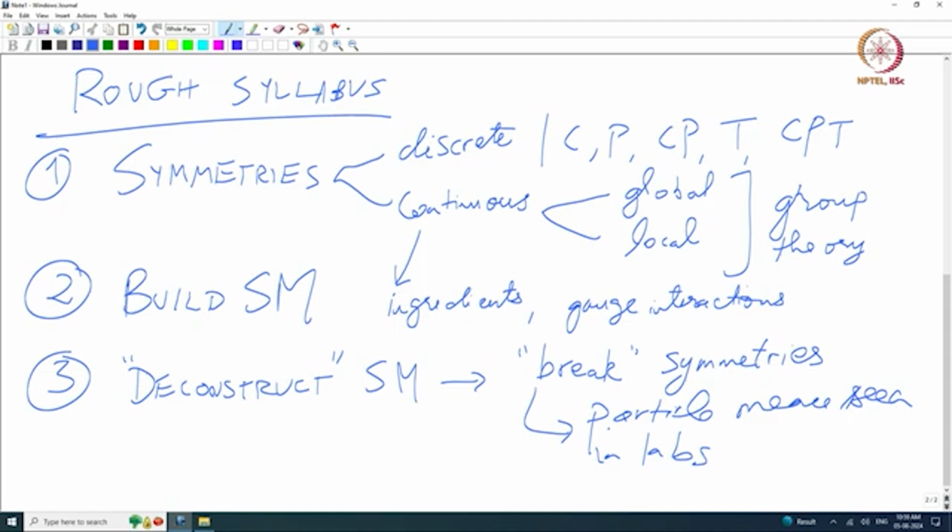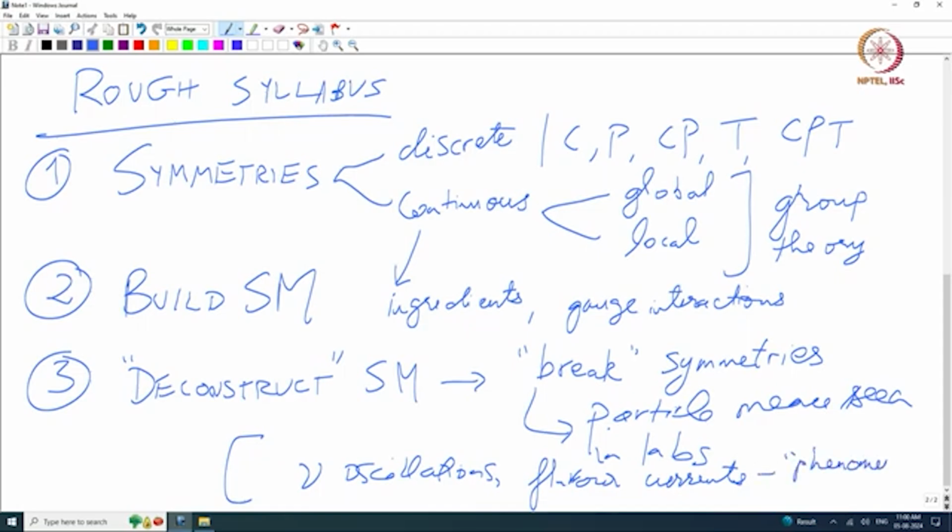Okay, the particle menu and their various interactions and so on. To give an idea, this is where we are going to encounter things like neutrino oscillations, flavor changing neutral currents, flavor changing charged currents, neutral currents, etc. Okay, all these phenomena, let me call it phenomenology. So the study of phenomenology, that basically forms a lot of Nobel Prizes in the last few decades.